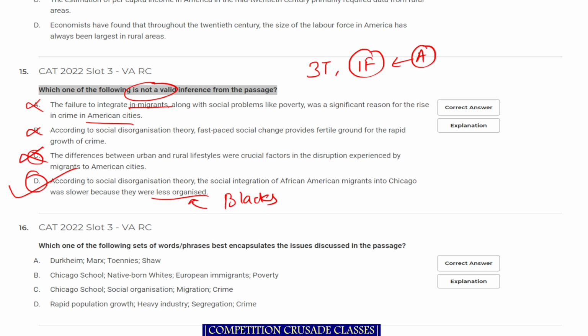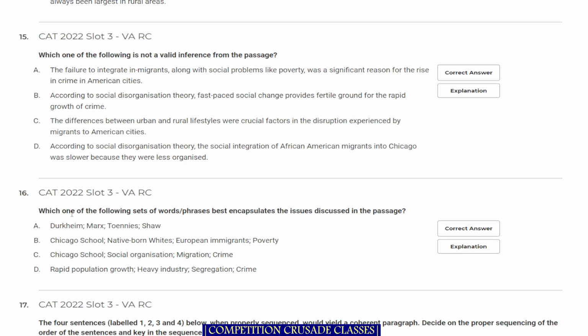Let's go to the last question. Which one of the following set of words, phrases, best encapsulates the issues discussed in the passage? First of all, read the first word and the last word. So Durkheim, Marx, Tony Shaw, definitely not. So easy question type, again an easy question type. Chicago School definitely is there. Chicago School is where we get the introduction of these things. Native born white, European immigrants, and then we are talking about poverty. So we are not concluding this in poverty. So this also goes out.